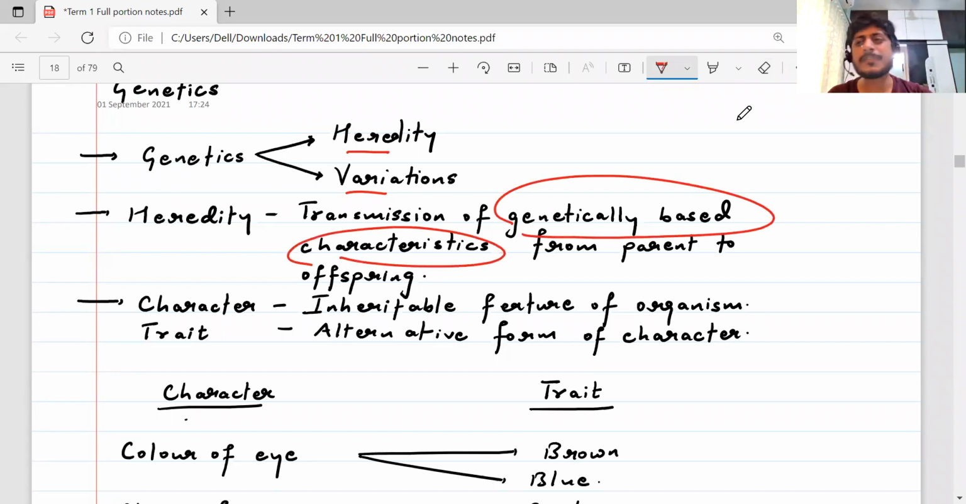We had discussed various examples: if you lose your hand in an accident, then your child will not be born without a hand. Not genetically based, it's something related to the somatic cells. So it has to be a genetically based characteristic, only then can it be transferred from one generation to another. Variations we spoke about were differences between sexually reproducing organisms.